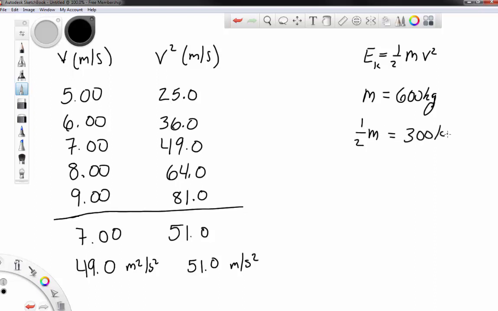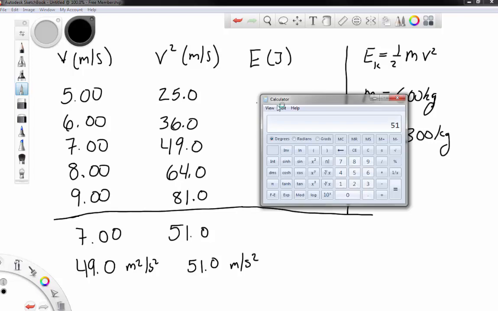300 kilograms. Okay, so what I'm going to do here is try to find the energy in joules of each of these cars. Let's go ahead and separate these guys out like this. Energy is 1/2 times mass times velocity squared, so that's going to be 300 kilograms times this speed squared term in each case.